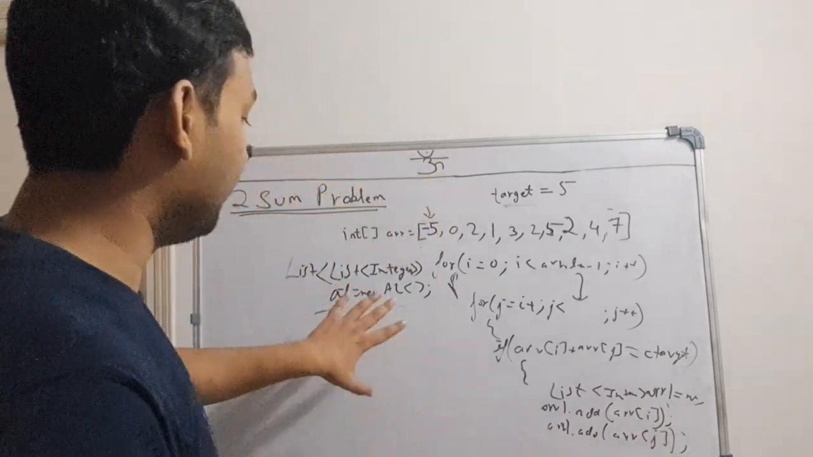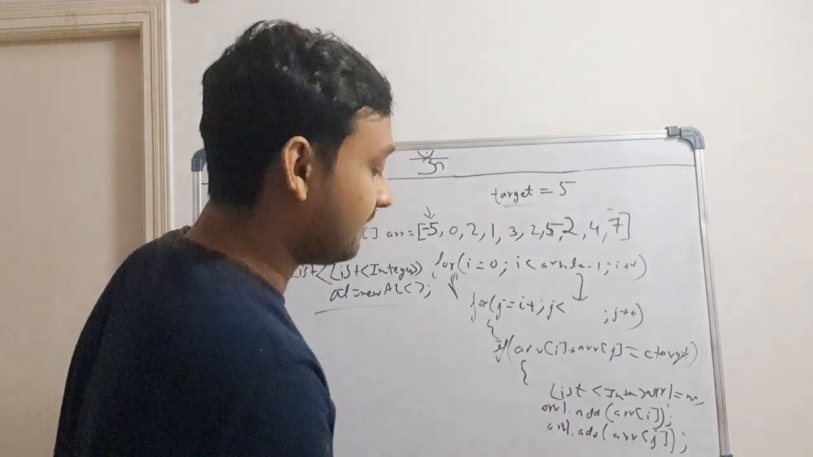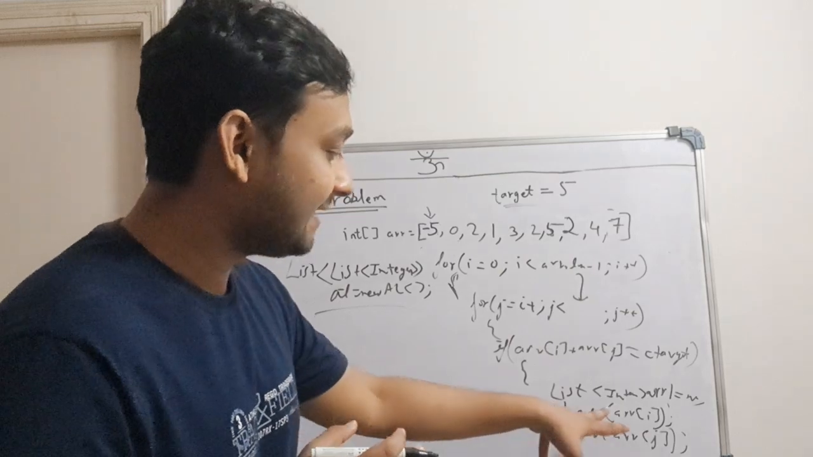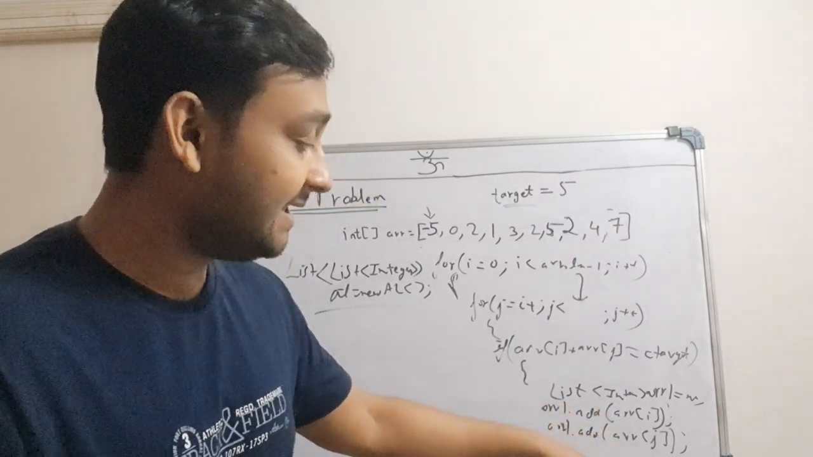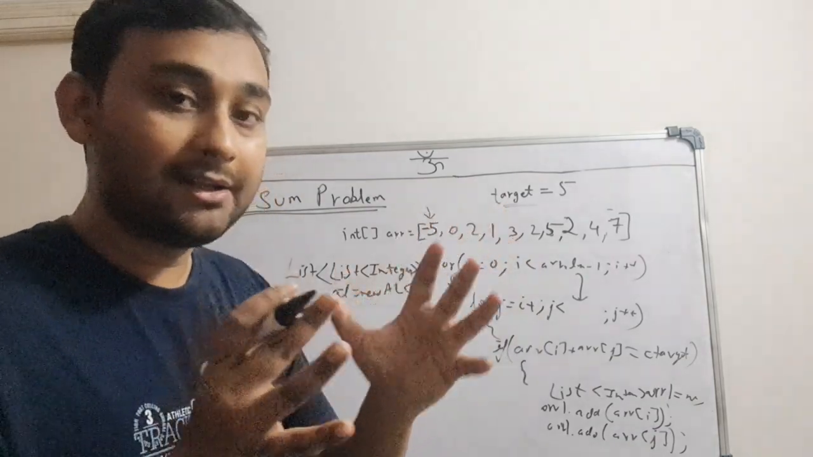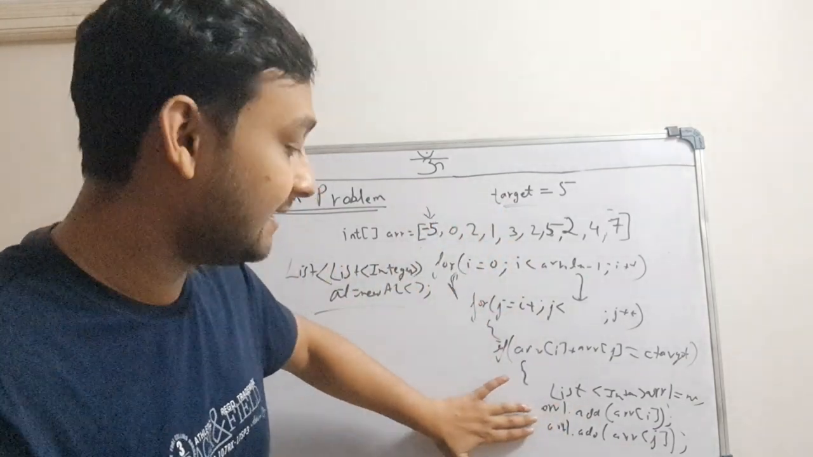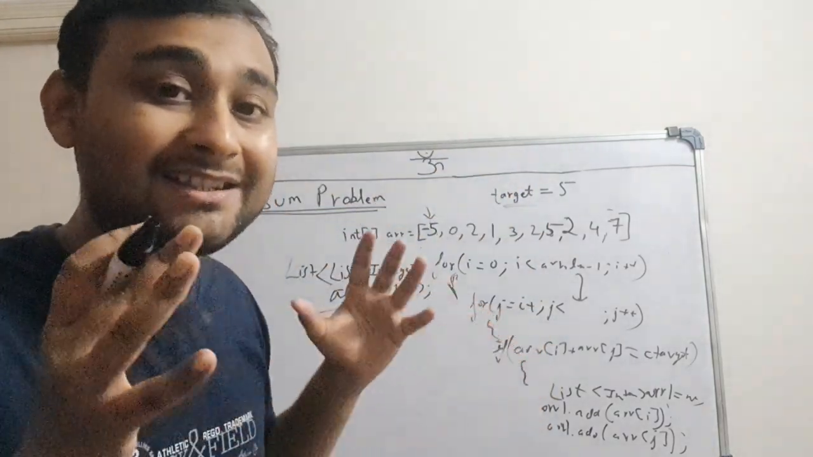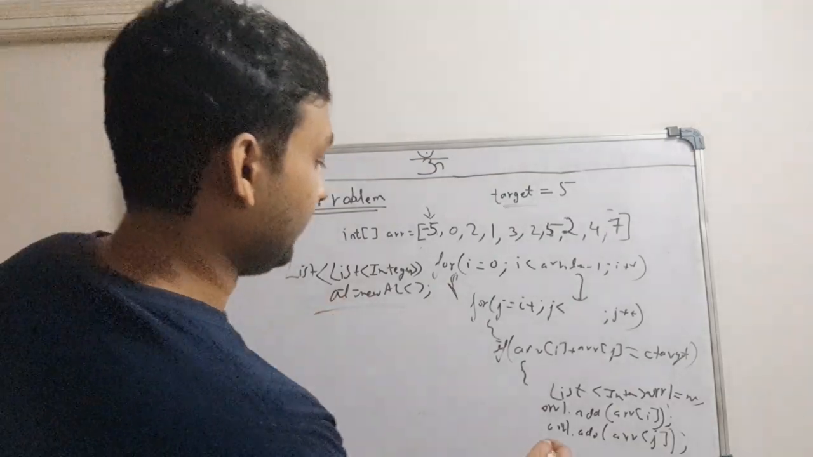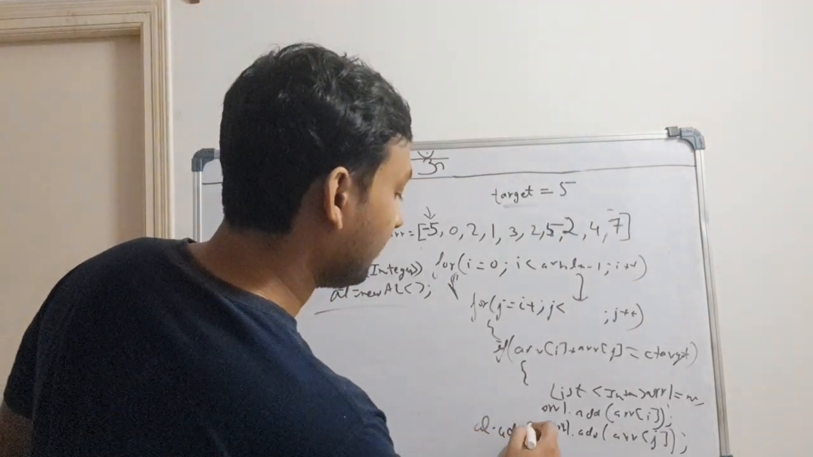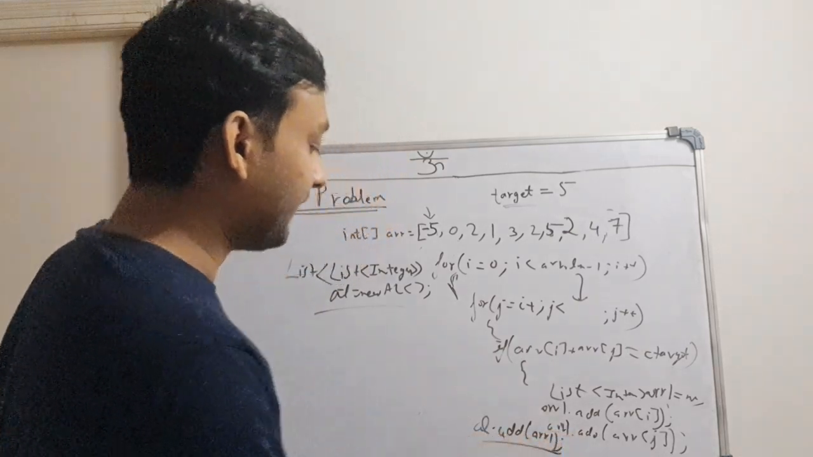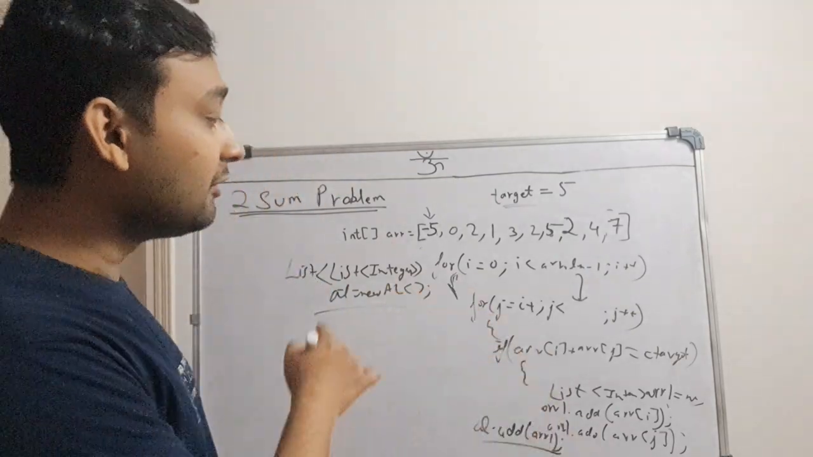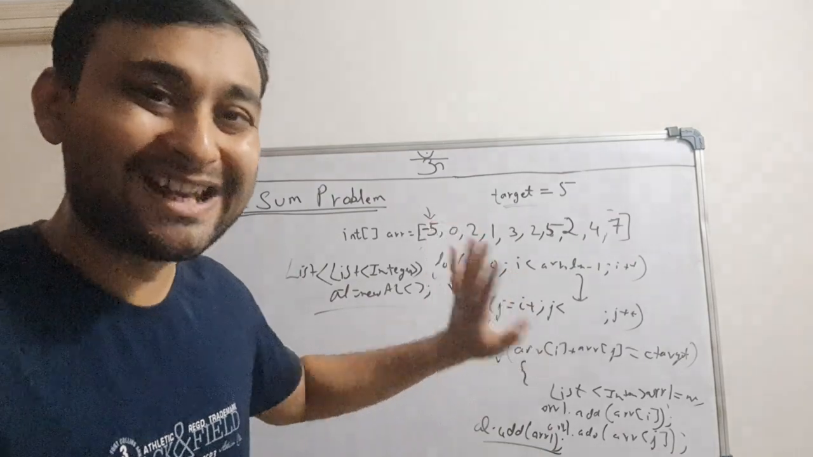Then finally we use the list of lists to add these elements. First is arr i and second is arr j, which is a combination of these two, like 2 and 3. 2 and 3 will be added in the list arr1. Now this has to be stored in the other big list, the main list, which is al. So I do al dot add arr1, and then 2 and 3 will be stored in it. So this is the brute force approach. It's very simple and easy to understand as well.